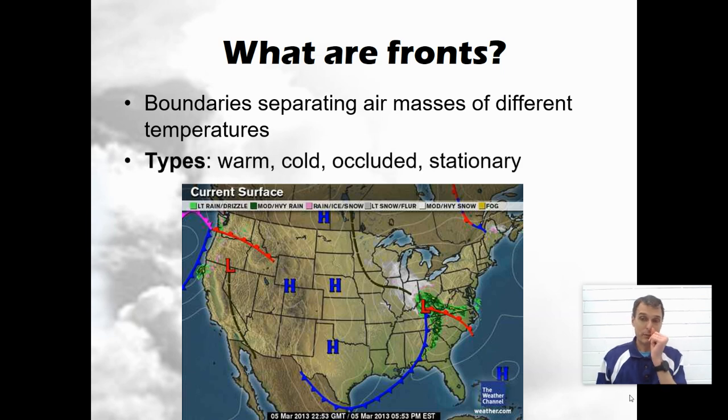But there are four types of weather fronts that we're going to be concerned about in this class: a warm, a cold, occluded, and stationary. So let's talk about each one of those. And again, what we want to know is if a front is moving to our area, what kind of weather is that going to produce when that front comes in?